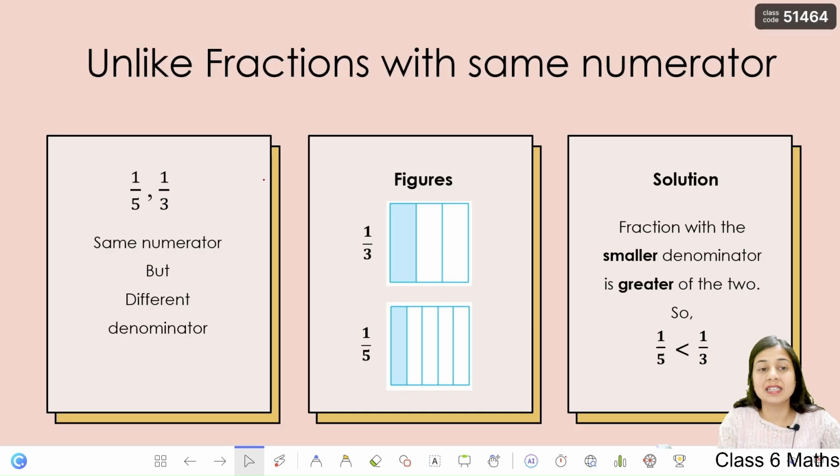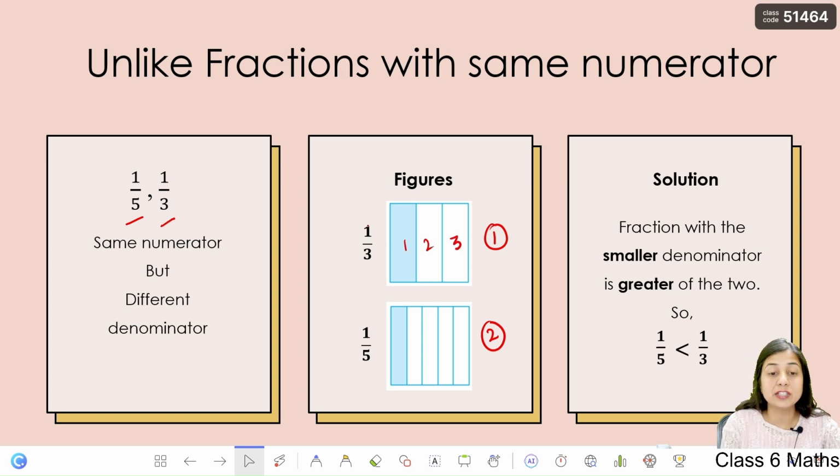So, let's learn unlike fractions with same numerator in detail. Here we have to compare 1 by 5 and 1 by 3. Here the numerator is same, that is 1. Now, first of all, let's assume that we have two chocolate bars, first and second, of same size. The first chocolate bar is being distributed among 3 kids. So it's divided into 3 equal parts and each kid will get 1/3 share of the chocolate bar. Whereas the second chocolate of same size is divided into 5 parts because we have to distribute it among 5 kids, right? So each kid will get 1/5 share of the chocolate.